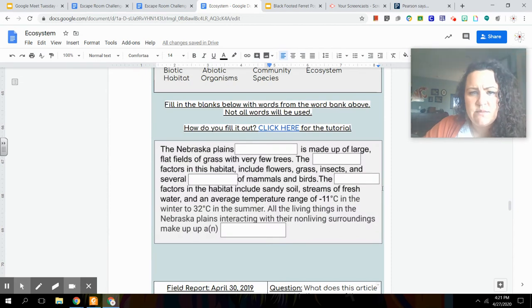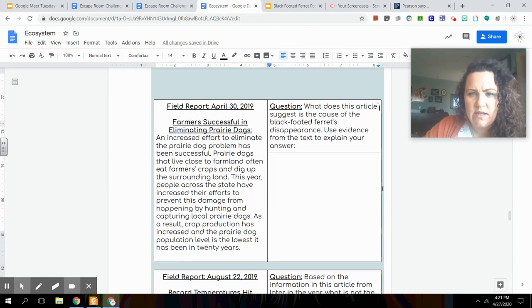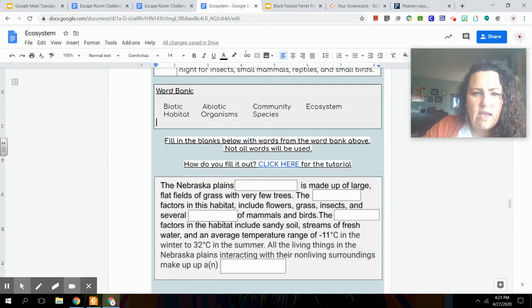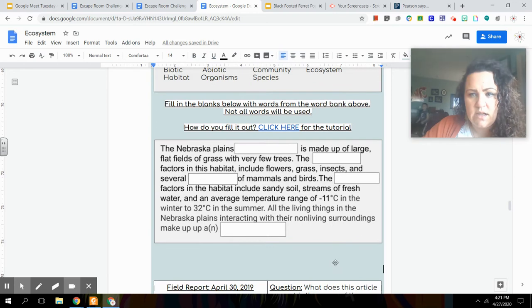So as I move on, I see that, oh, geez, I really can control this mouse. Okay, so as you move on, you'll see there's this word bank here, and it says, fill in the blanks below with words from the word bank above. The information you read above about those animals, about the Nebraska Plains, is going to help you answer this. Not all the words will be used. Click here for the tutorial. So you're plugging in words here, but guess what? This is a graphic. This is a picture. So watch the tutorial so you know how to edit the picture to type in the answers that you want. All right, we're going to continue on.